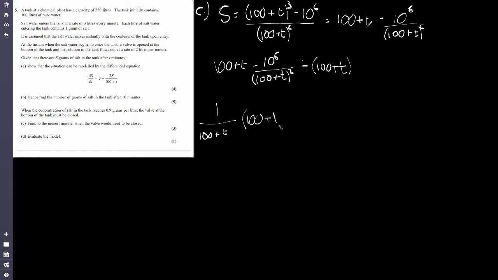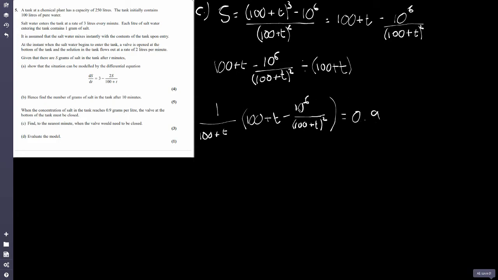I've seen enough of 100 plus T now, it's getting kind of annoying. Minus 10 to the 6 all over this again, 100 plus T all squared, like so. And this is going to be equal to 0.9, okay? This is equal to 0.9.